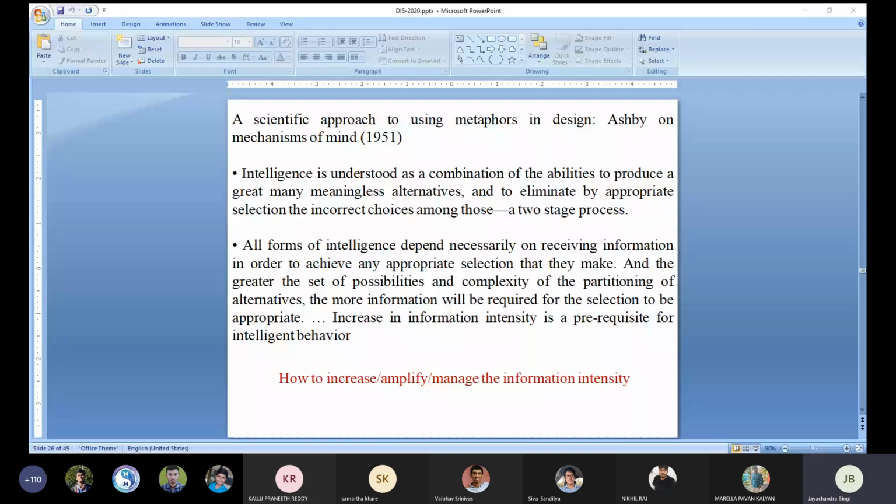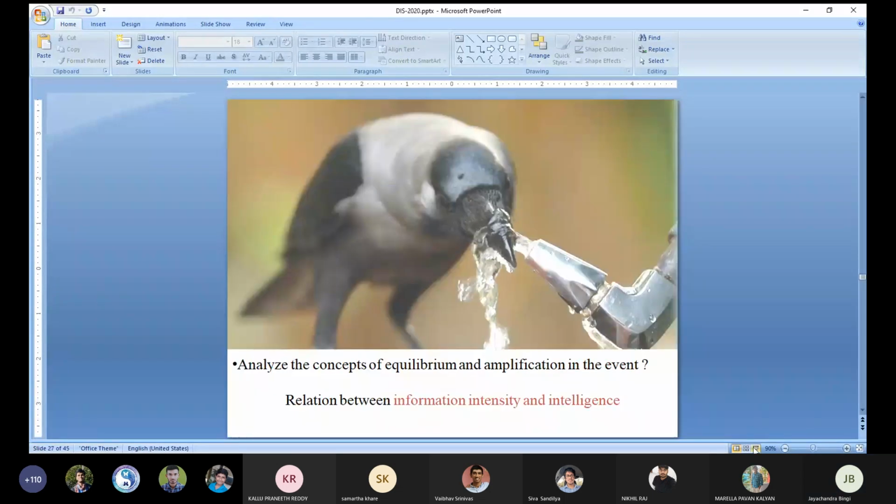So that's the thing, equilibrium and amplification. You must understand these two. Next, I'm going to give you a system. You just have a look at this system. Is the slide changed? Please confirm.